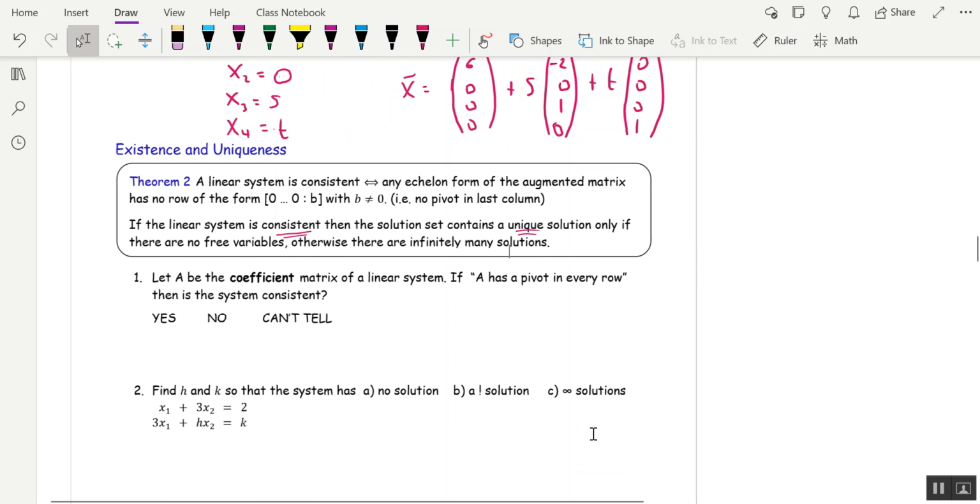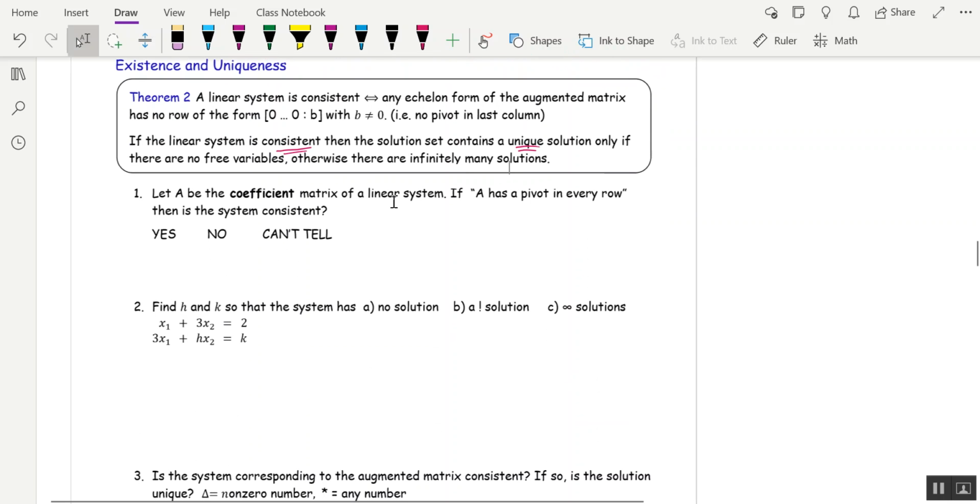So let's just answer some questions. Let A be the coefficient matrix of a linear system. If A has a pivot in every row, then is the system consistent? Yes, no, or can't tell. Yes.